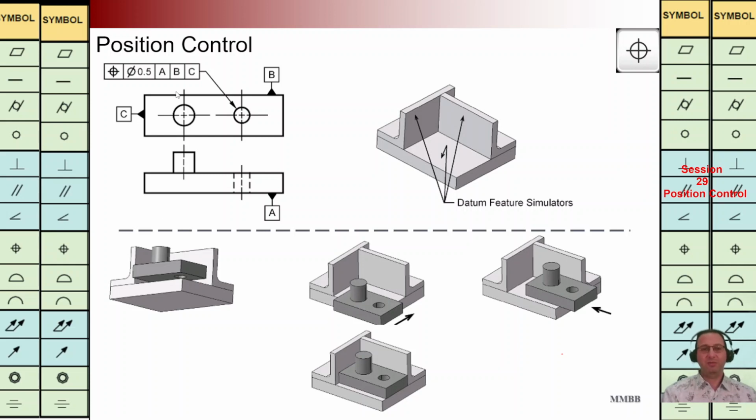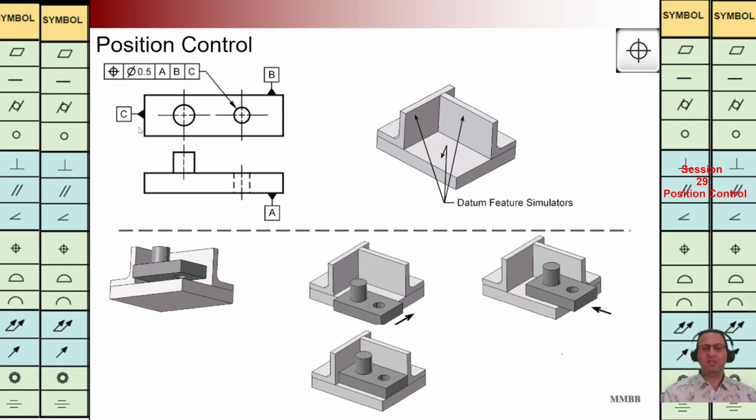Today we're going to talk about position control. As we can see at top left, we are going to have this positioning control. We are going to have a cylinder with a diameter of 0.5 back to A, B, C. A is this plane, B is this plane, and C is this plane.